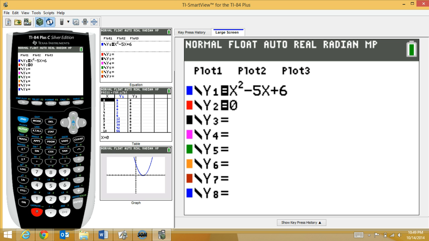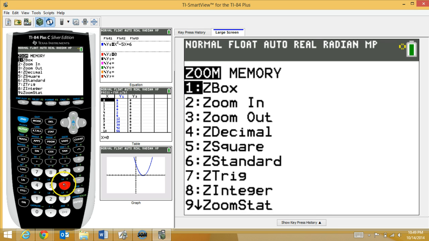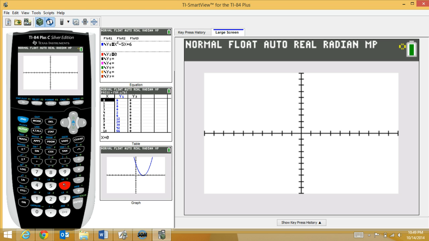So we're going to graph this on the standard window just to see where they will cross. We hit zoom 6. That gets us to the standard window. And there's the parabola, that first graph, and then the second graph is that horizontal line, y equals 0. Now it looks to me like these two cross in two different places, at positive 2 and 3. We can find out for sure by calculating.